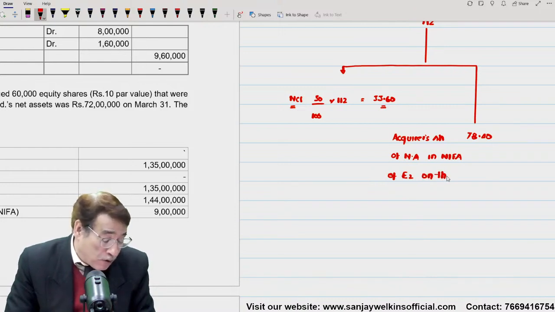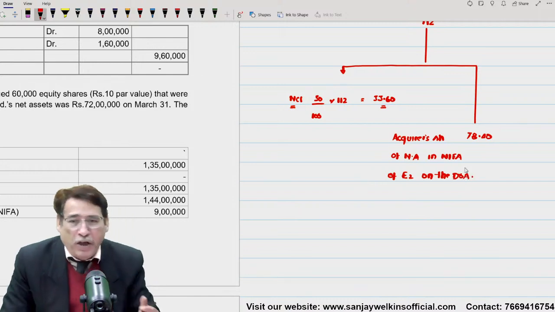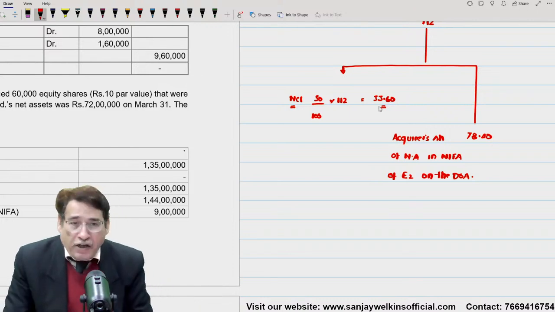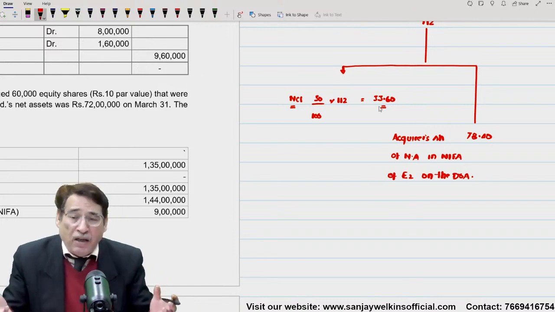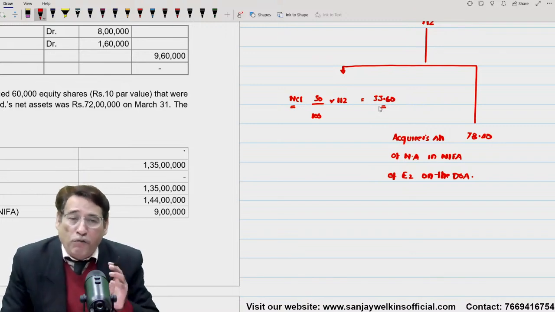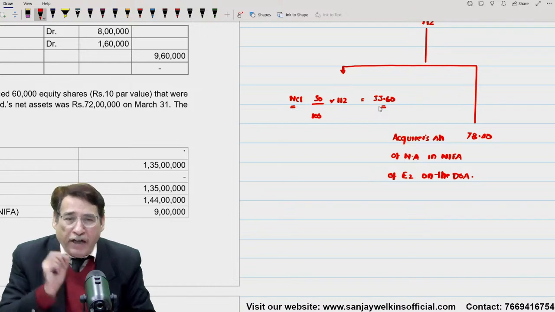You need not write so many words. You can simply write acquirer share. This is just to make you understand and comprehend better. I hope you got a bit of an idea. When we say NCI, the next step is NCI. What does it mean? It means on the date of acquisition, we have to find out what worth of net assets belong to the other shareholders.